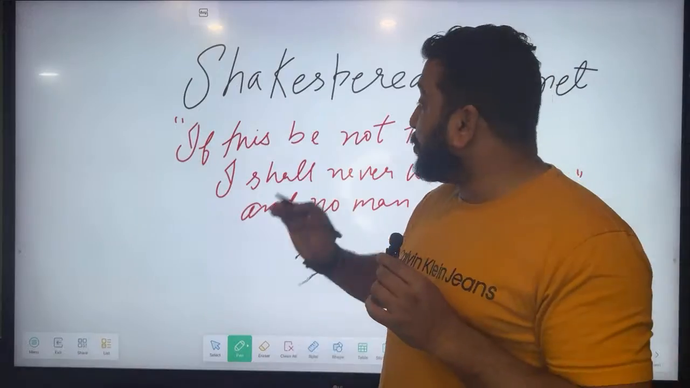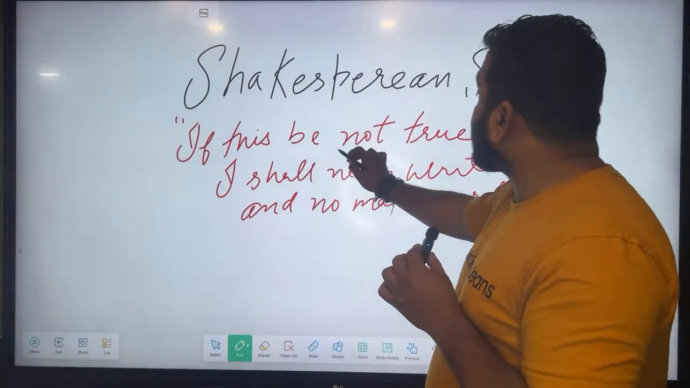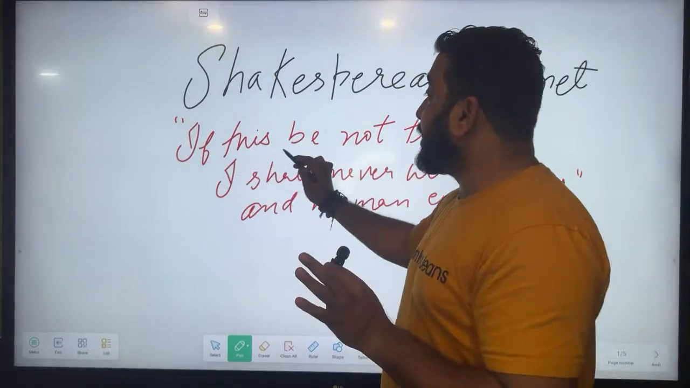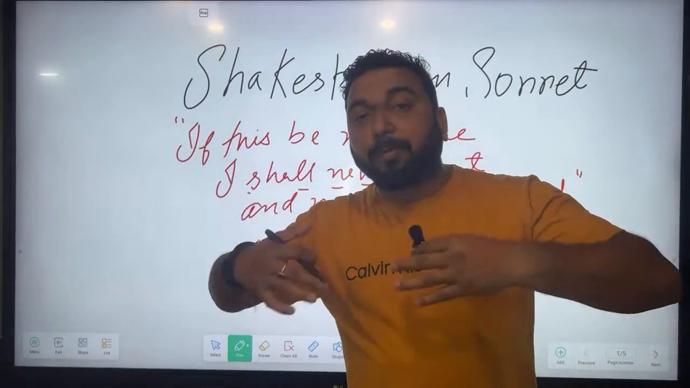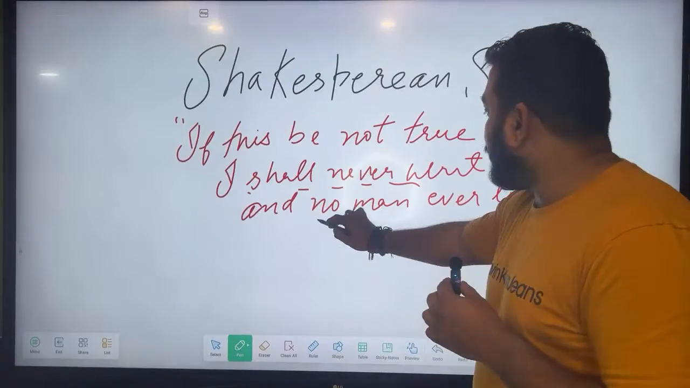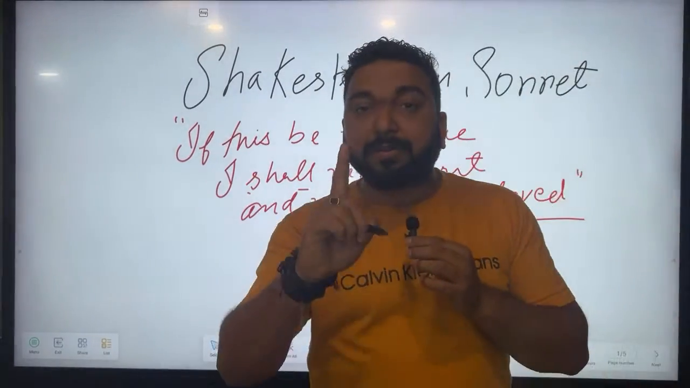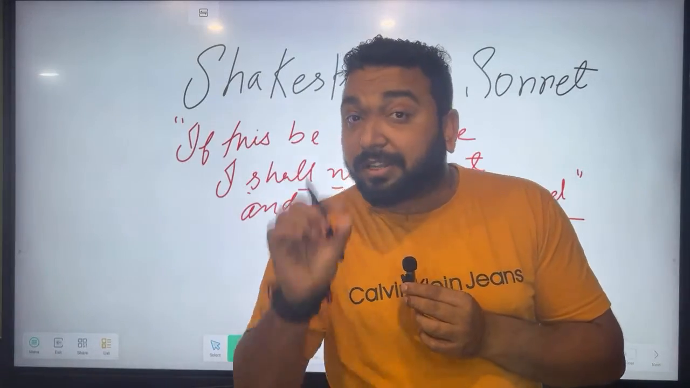He says that whatever I have said about true love, if this be not true, if this is not the truth, I shall never write. I will stop writing altogether. I will never write again. And no man has ever loved. And it would mean that in life, nobody has ever loved. He gives a verdict. Shakespeare gives a verdict in the last 2 lines.